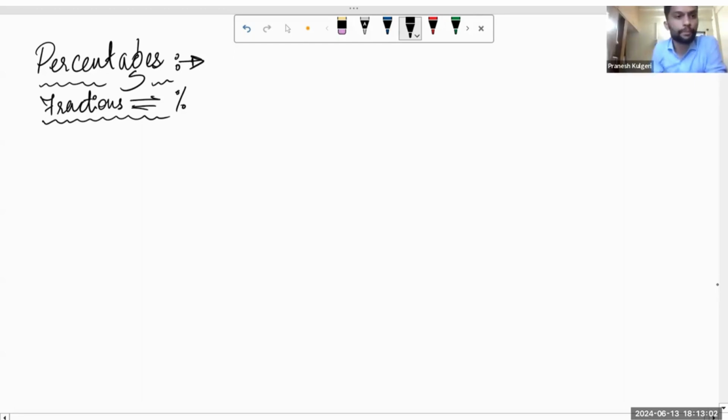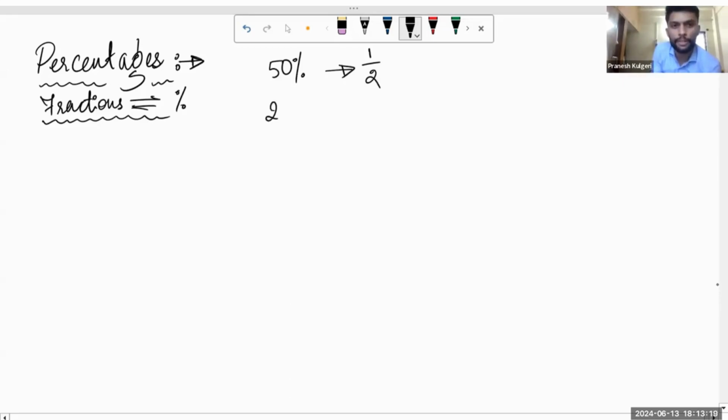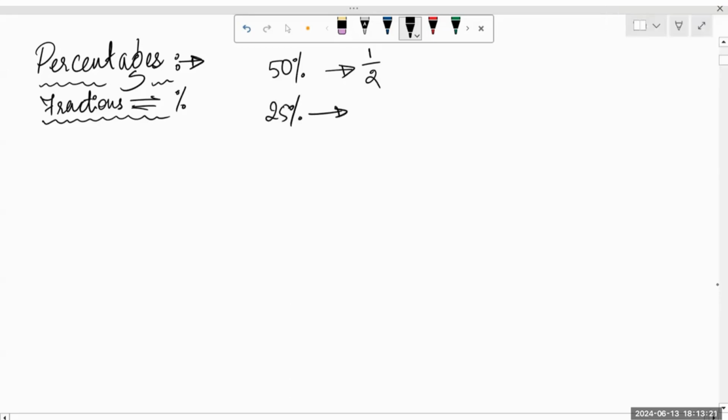Okay. So fractions to percent. How to convert fractions to percent? What is conversion of fractions to percentage? If I ask you what is 50% as a fraction, you would say 1 by 2. Great. What is 25%? 1 by 4. Nice. Everyone knows this.